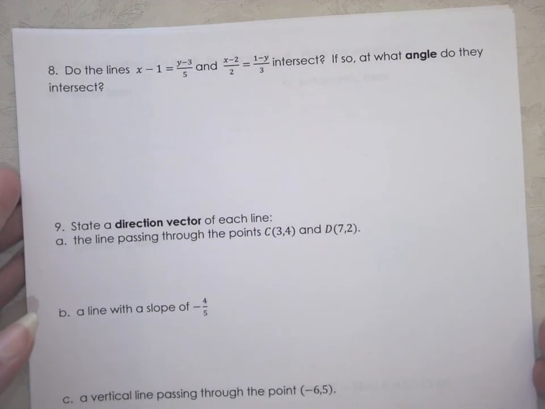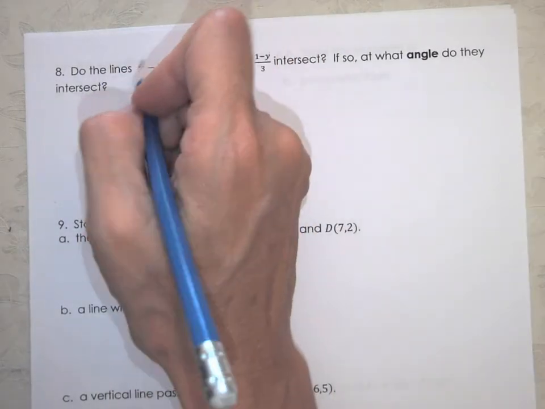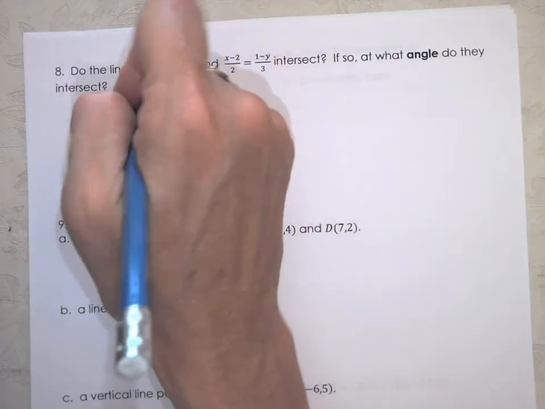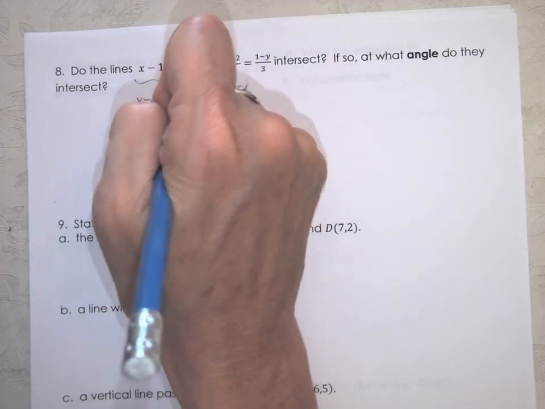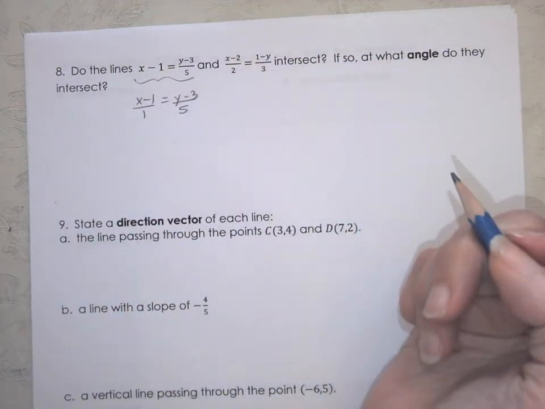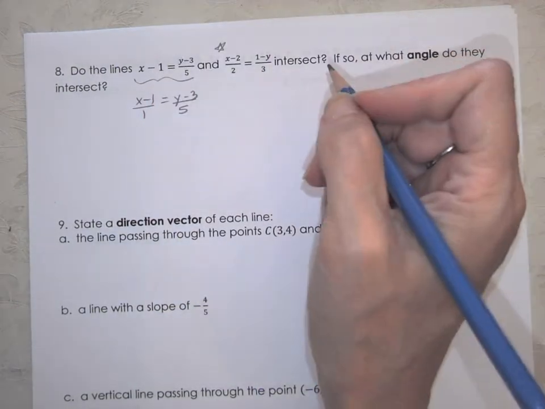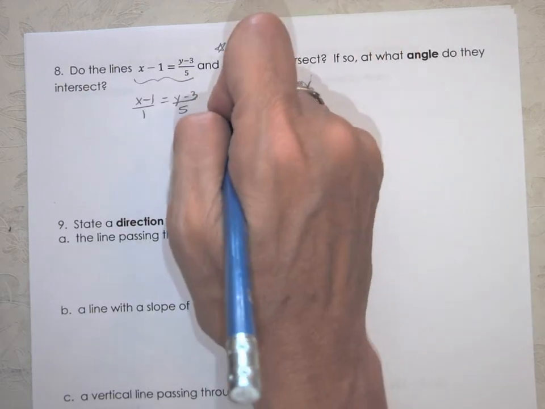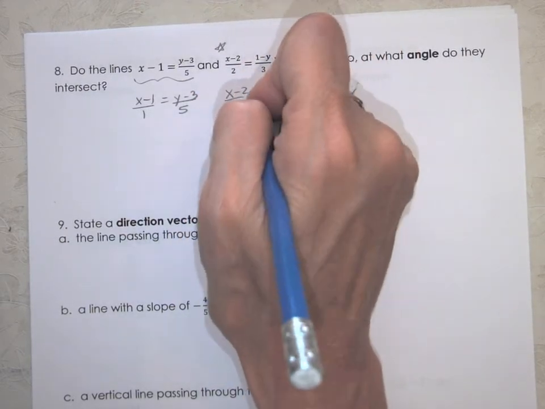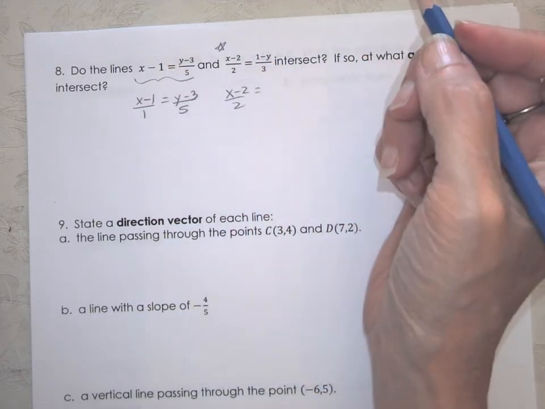Do these lines intersect? If so, at what angle do they intersect? Okay, so first of all, I want to just exaggerate our first line here, so it really looks like it's in symmetric form, because that's how we can tell the direction vector. Now this one I'm going to put a little star beside because it looks like it's in symmetric form, but it's not. Okay, so how do we change it so it is? We don't want 1 minus y here. We want y minus 1.